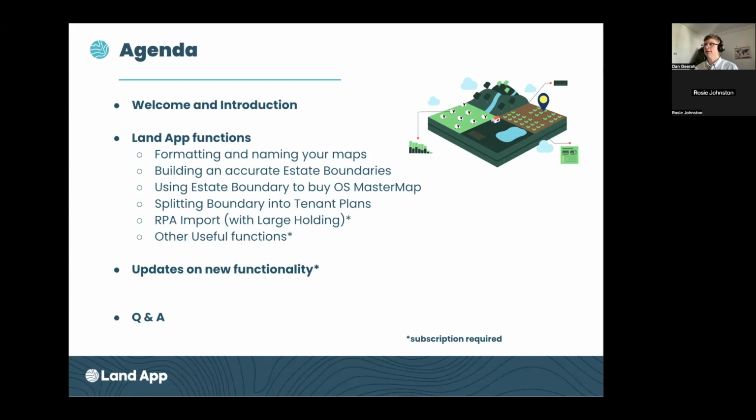So we're going to be looking at naming your maps and making sure they're formatted correctly, how you can build an accurate estate boundary using our various data layers, how you can then take that estate boundary and purchase Ordnance Survey MasterMap, which is the authoritative data set for the whole of Great Britain, how you can then split that boundary into your various tenancies and in-hand farming enterprises, and then just a couple of other features such as our Rural Payments Agency import function, which allows you to import data directly from their database, and some other functions as well.